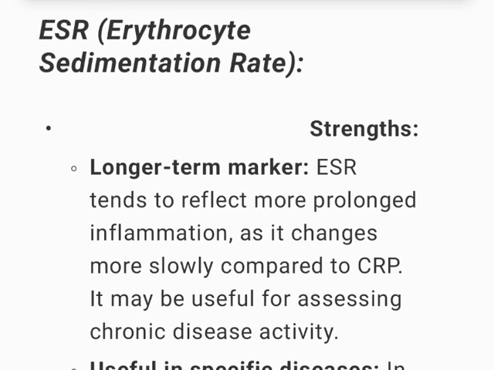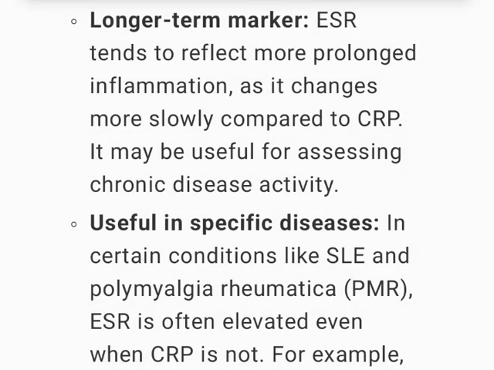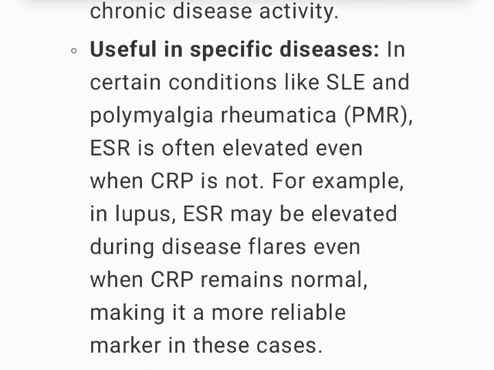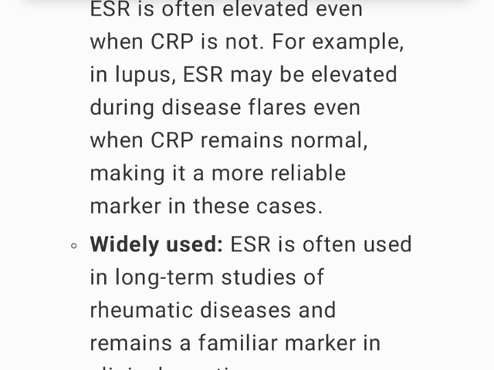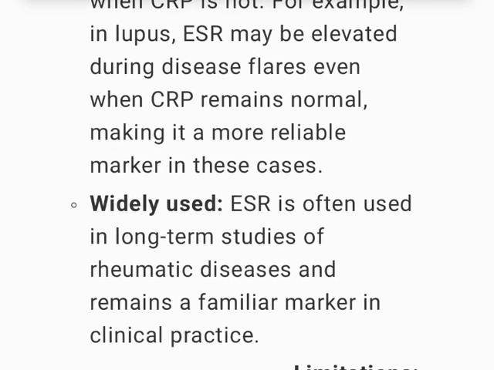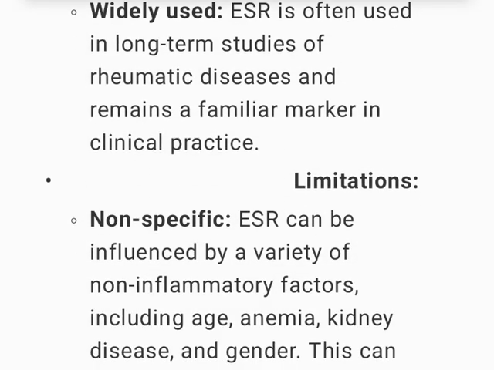ESR, erythrocyte sedimentation rate. Strengths, longer-term marker. ESR tends to reflect more prolonged inflammation, as it changes more slowly compared to CRP. It may be useful for assessing chronic disease activity. Useful in specific diseases. In certain conditions like SLE and polymyalgia rheumatica, PMR, ESR is often elevated even when CRP is not. For example, in lupus, ESR may be elevated during disease flares even when CRP remains normal, making it a more reliable marker in these cases.